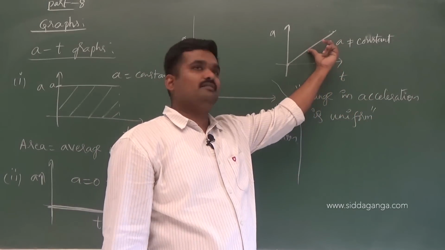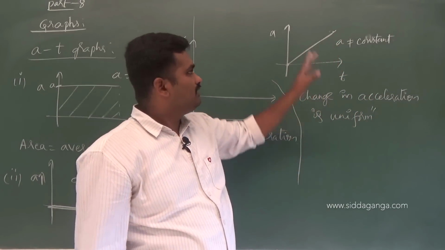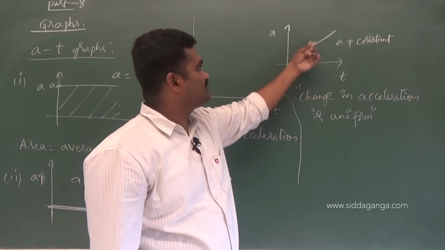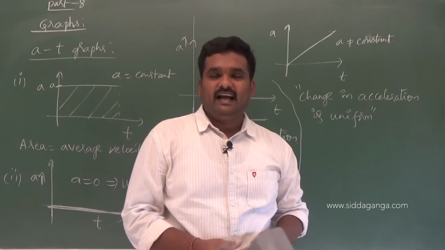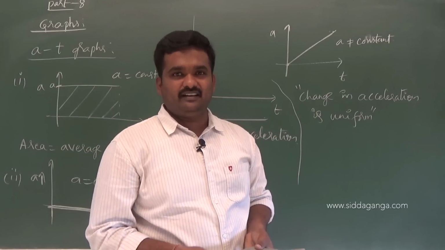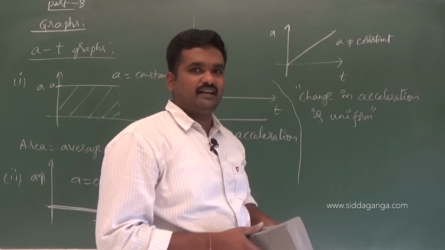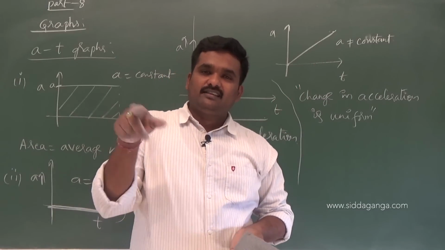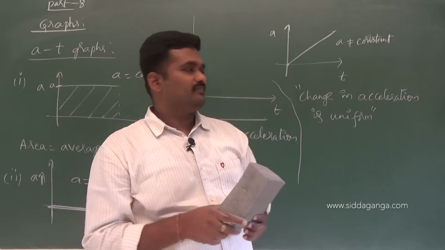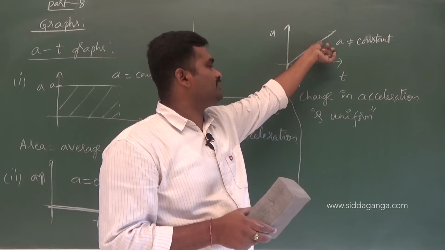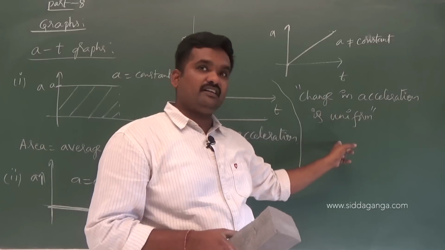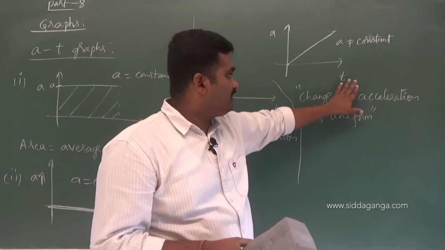Why is the slope constant here? What does the slope give? Slope we are not bothered about here. Slope doesn't give any term here. Slope means acceleration by time. Acceleration by time we have not defined anything. There is no other term to define acceleration by time. Acceleration by time means how acceleration is varying with respect to time. Means how the change in acceleration is equal in equal intervals of time. That's the meaning of this. Change in acceleration is uniform, but not acceleration.